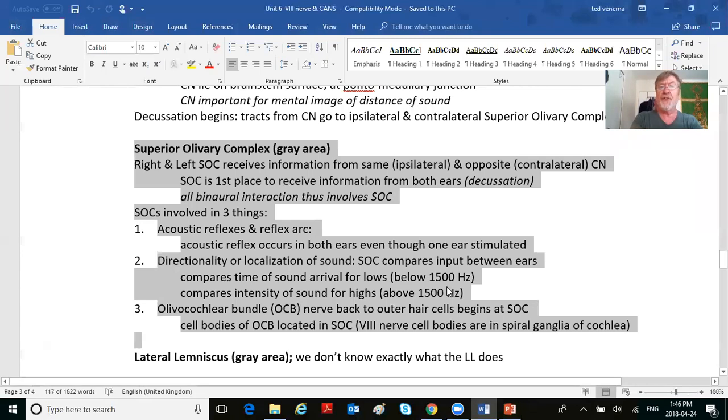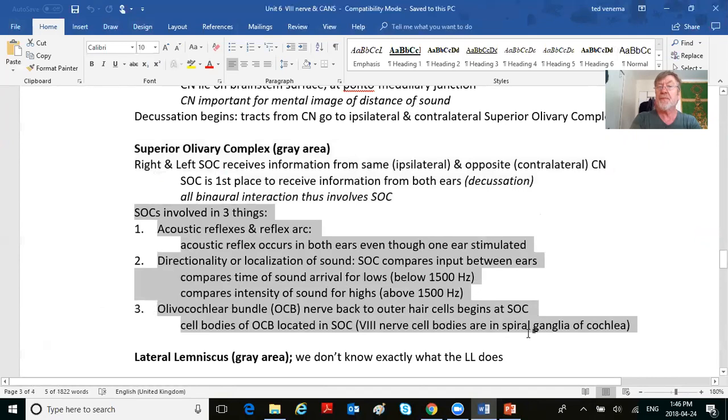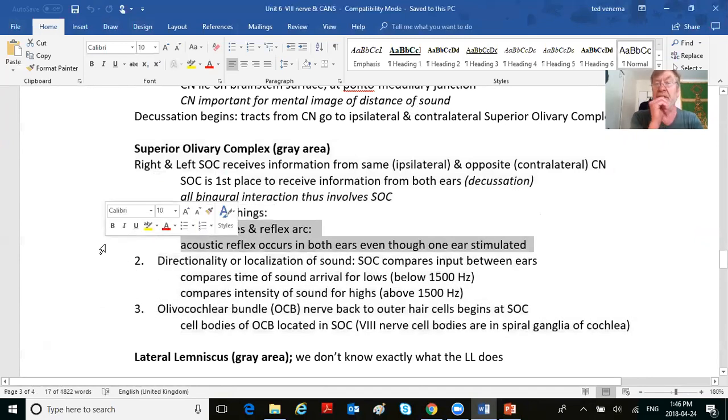They're actually involved in three things. So let's count them one by one. First, they are involved in the acoustic reflexes and the acoustic reflex arc.